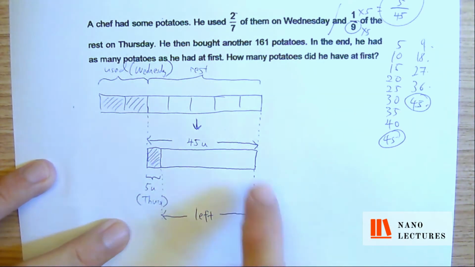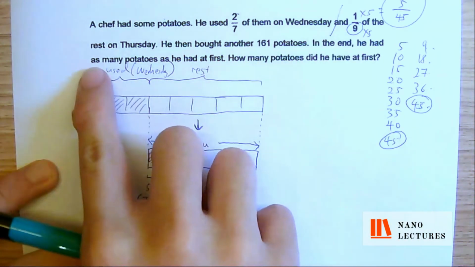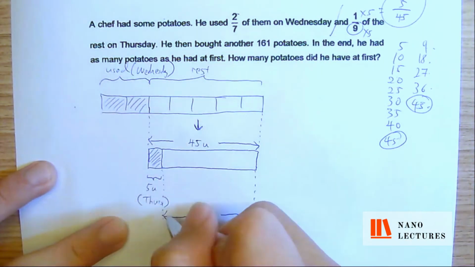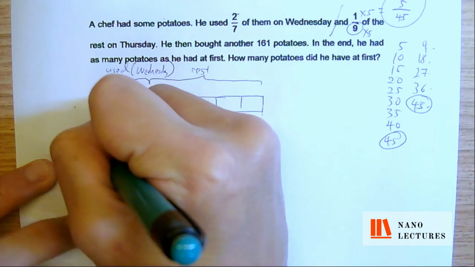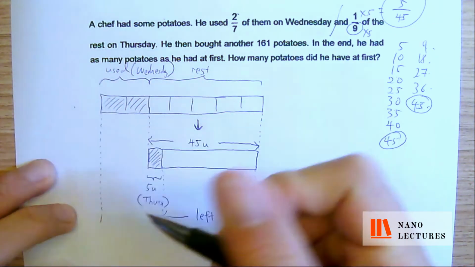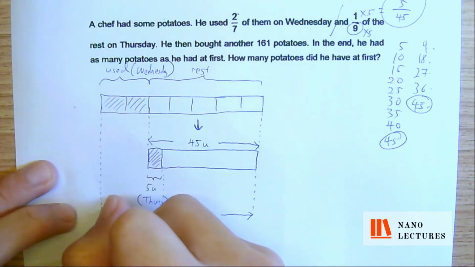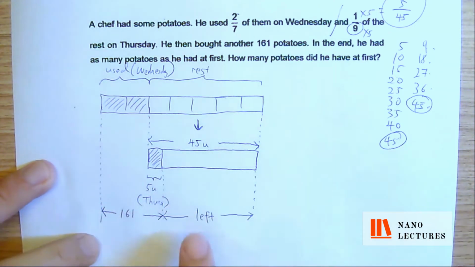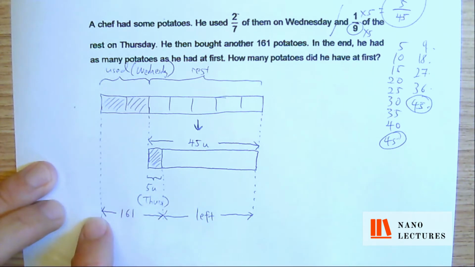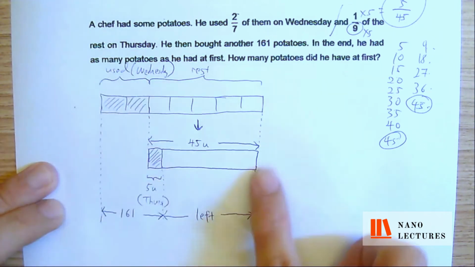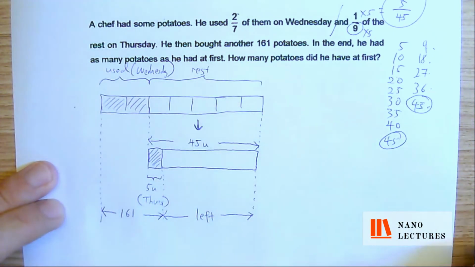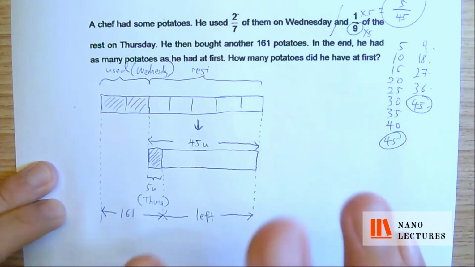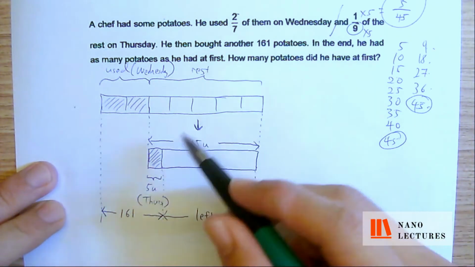Now, then he mentioned that he bought another 161 and in the end he had as many potatoes as he had at first. Which means that the 161 is what? The 161 is here. Correct? Because he's left with this, and he bought another 161 to go back to the original length. So this and this added together will give you the original amount. So this is actually the full model. See, it's not that difficult. Now, let's just move on and see what we can do with this.